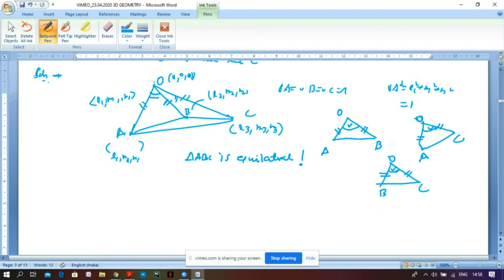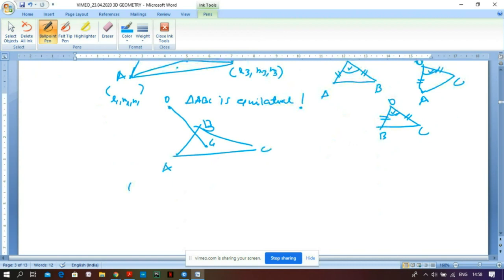Once that is done, with an equilateral triangle, if you join the centroid of triangle ABC with O, call it G, then I claim that this OG is the line we are looking for. So OG is the line we are looking for, meaning this is the line that makes equal angles with OA, OB, and OC.